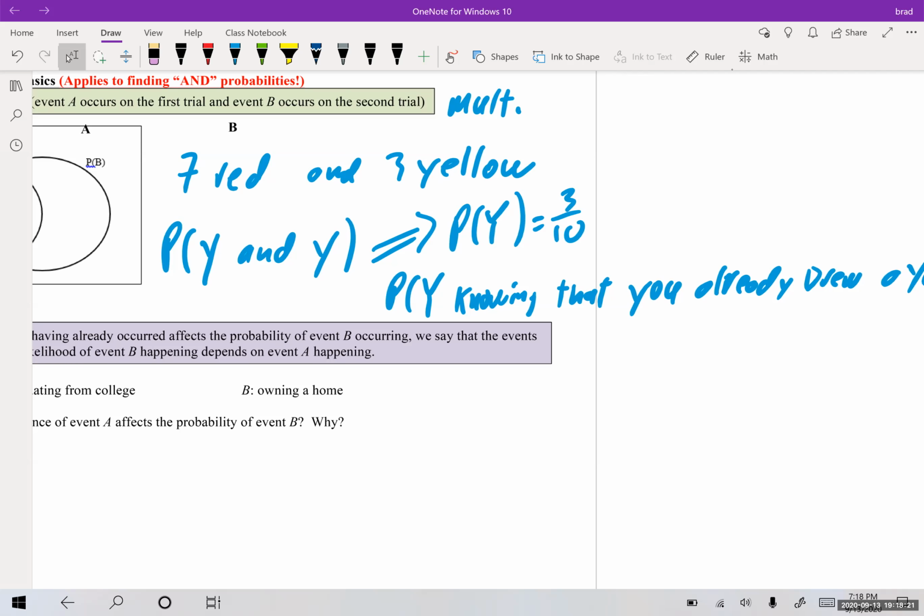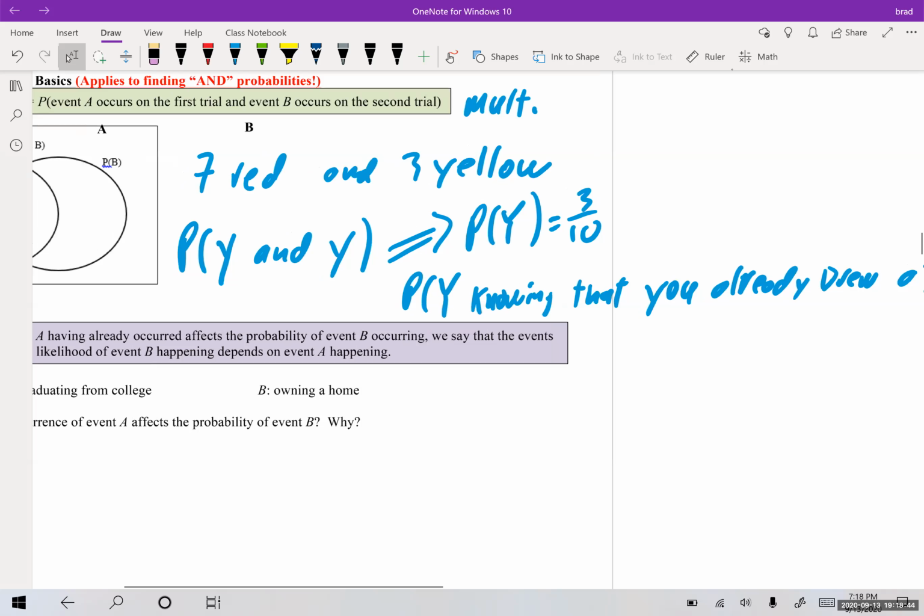However, what if I were to tell you that you reach in and you pull a marble out, what's the chance you get a yellow, and then you put the marble back in, you don't keep it. The next draw would still be 3 out of 10 to get a yellow, right? Because the first draw you put back. So that's something that's called independent, okay? So the first event does not affect the next event. Dependent means that it does affect the next event.